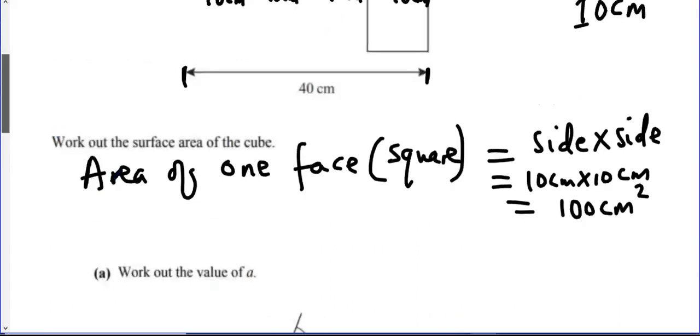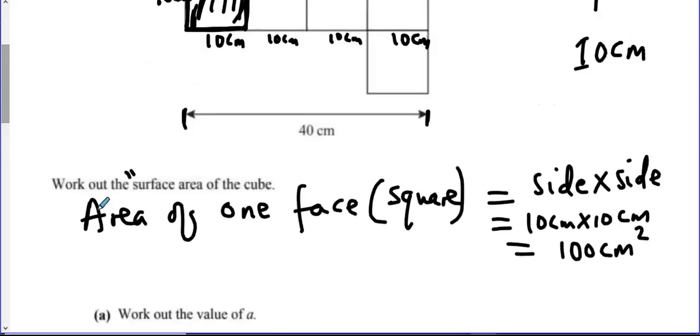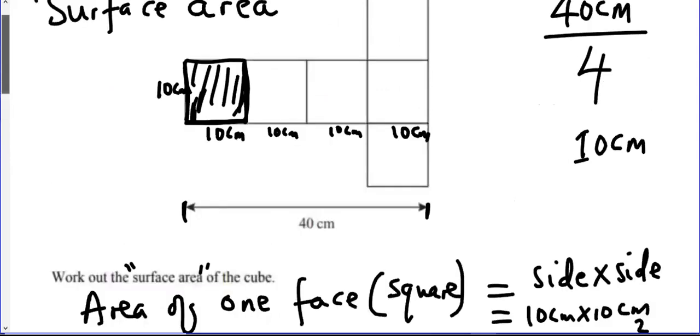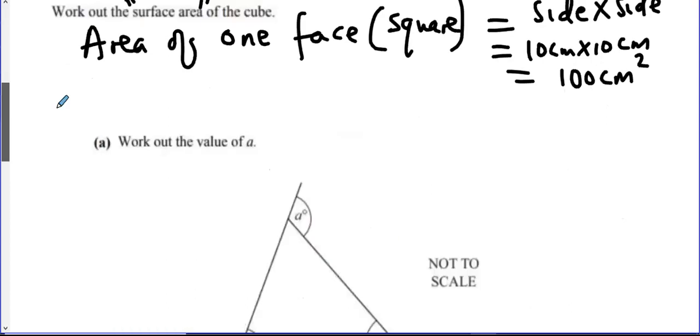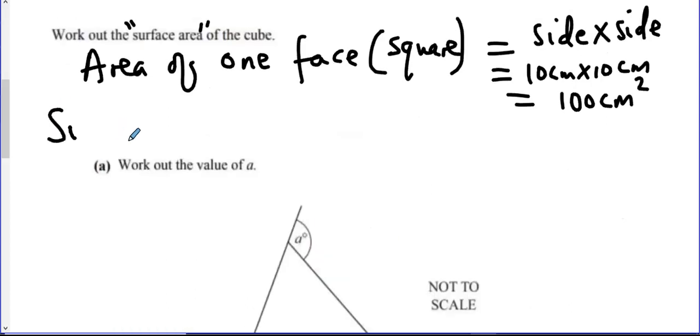Now, to find the surface area, we know that each face here is 100 centimeters square. Now, how many faces are here? 1, 2, 3, 4, 5, 6. So the surface area will be equal to add all those 100 centimeters square. And there are 6 of them.